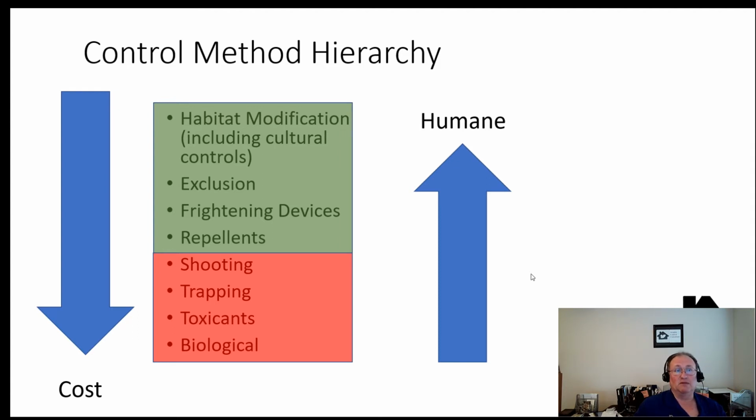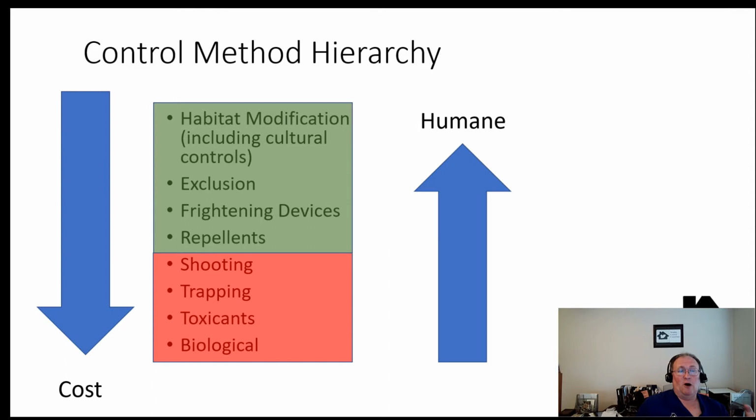All right, so I'm going to try to explain them. Let me just list them first, and then I'm going to explain them a little bit so you have an understanding of what they're referring to. Okay, so number one, we have what's called habitat modification. That includes cultural controls, and we'll talk about that shortly. The second one is exclusion. The third one is frightening devices. The fourth one is repellents. And then it turns to shooting, trapping, toxicants, and biological.